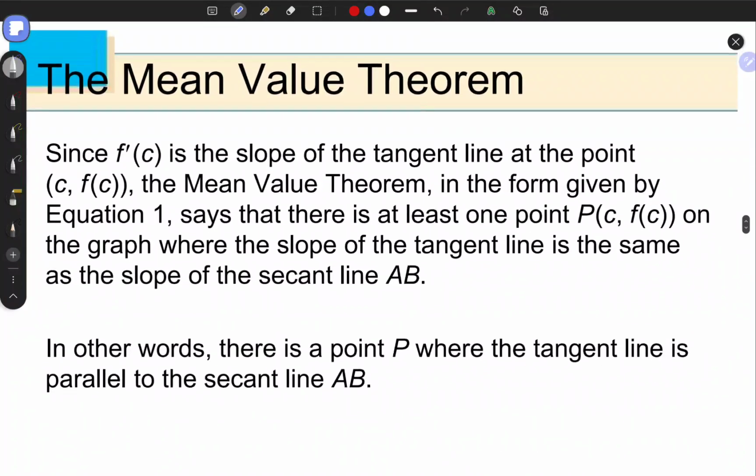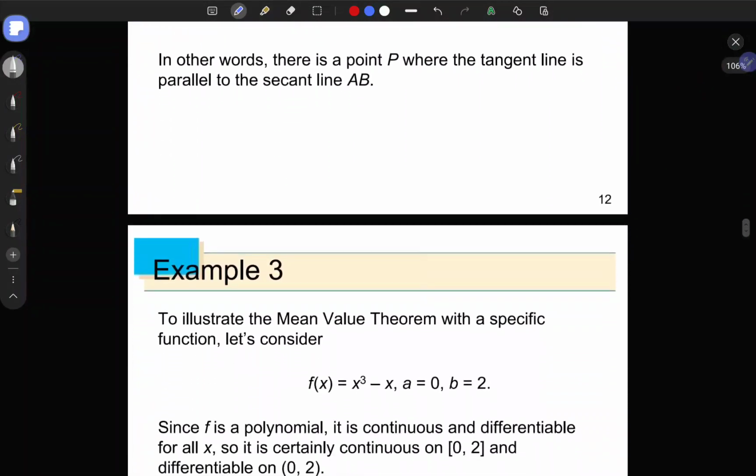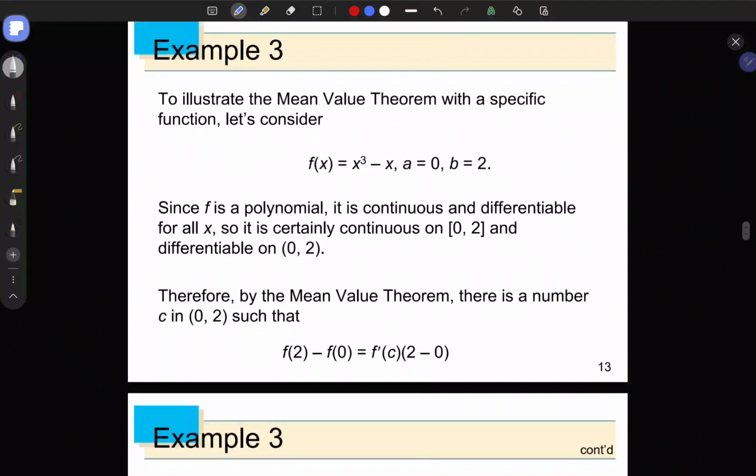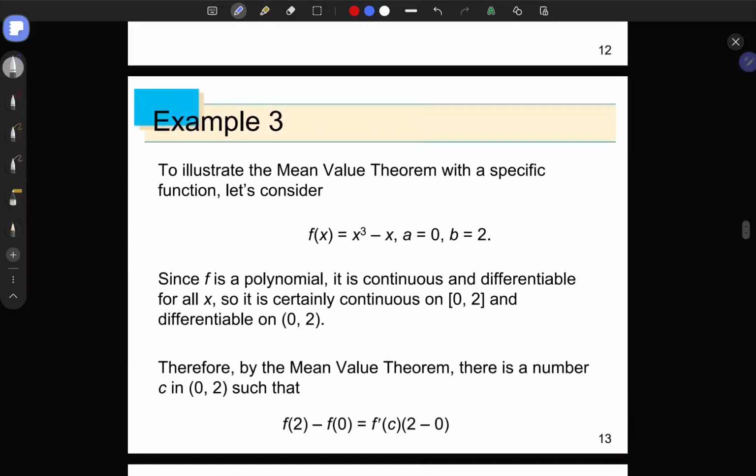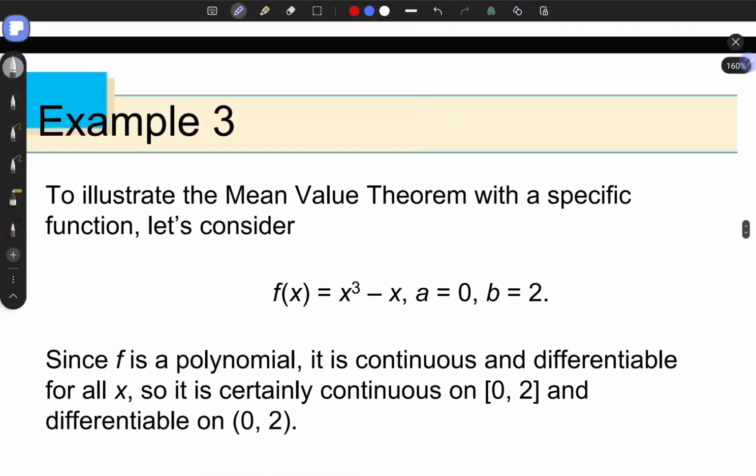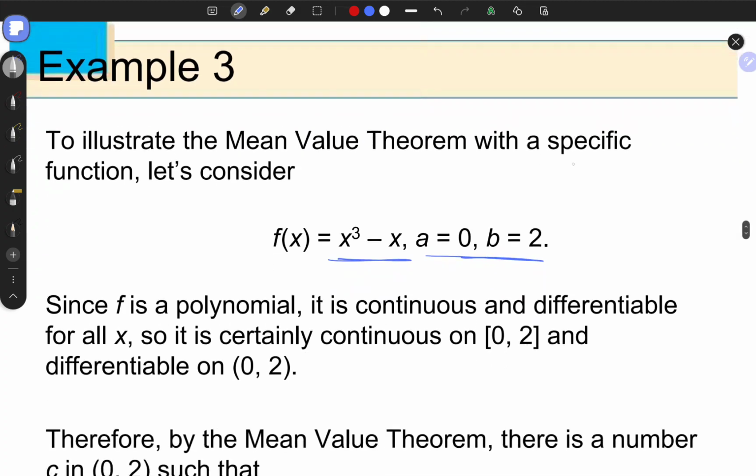Now we have the mean value theorem. To illustrate it, let's solve an example. We were given a and b, and I don't think we need to use a separate note, so we can just do f of x. It is going to be x cubed minus x.